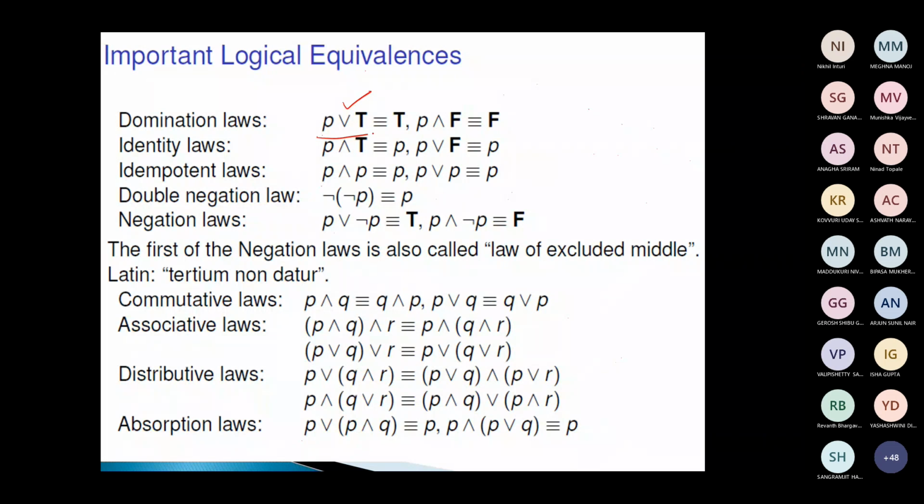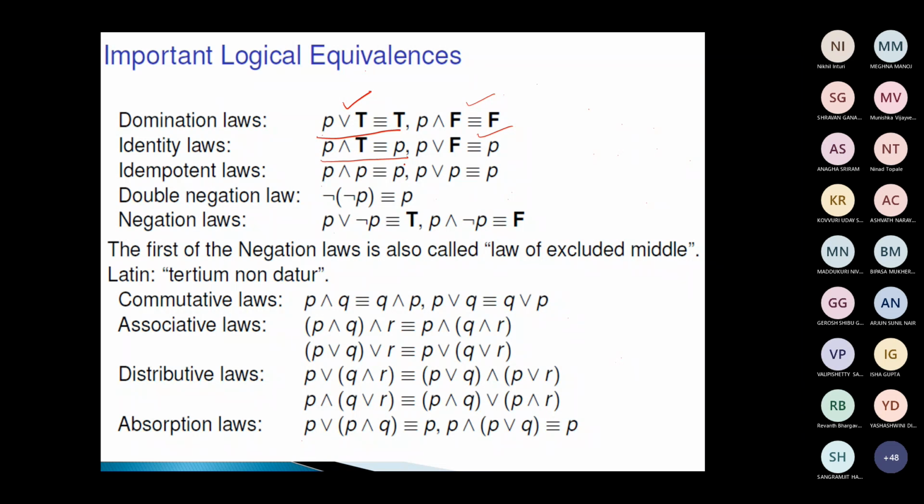P or true is always true. Yesterday we have seen this, right? Any formula or true is always true. And any formula and true is always that formula. So all these four laws, these two laws are called domination laws and these two laws are called identity laws. Okay, so you need not mention the laws, just you can use it.